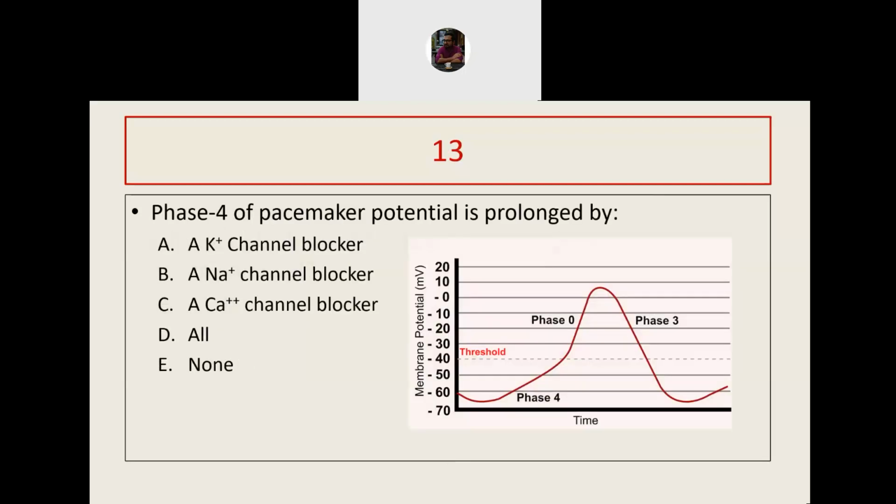Phase 4 of pacemaker potential can be prolonged by what? Wonderful. The answer will be C, calcium channel blocker. Because although potassium and sodium enter through the funny current, the potassium and sodium channel blockers cannot block the funny current.